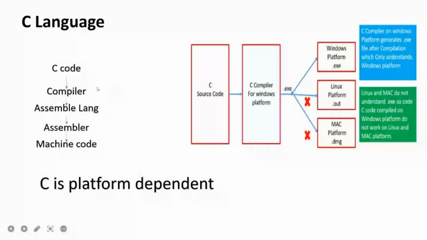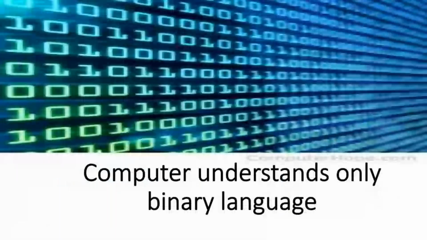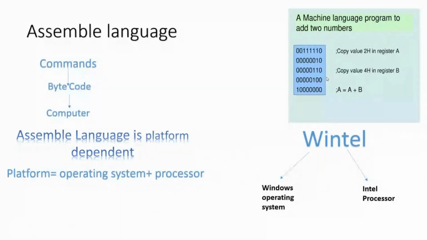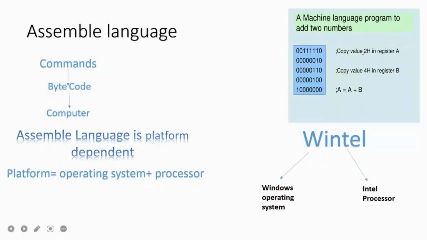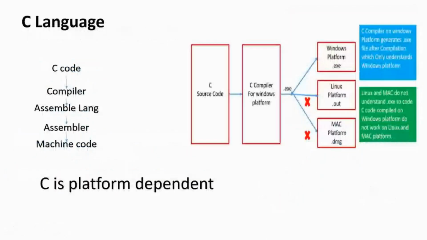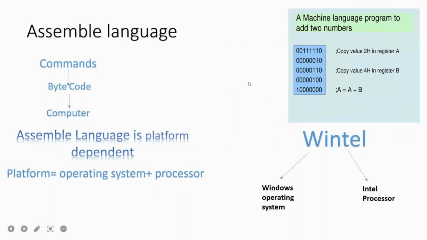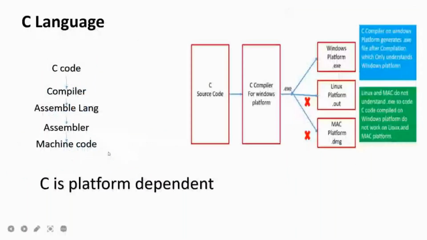And assembly language, which you have seen earlier, right? This is the assembly language. You have written a code, your compiler will convert it into this kind of assembly language, and after assembly language you have an assembler which will convert it into machine code. This is nothing but your zeros and ones. And you call C platform dependent.